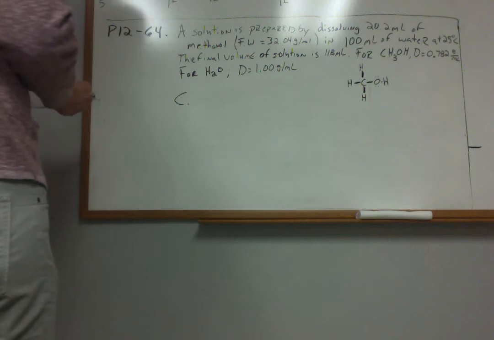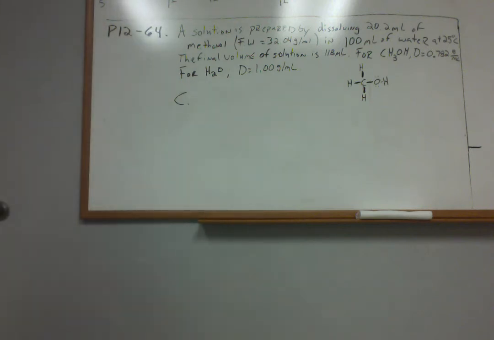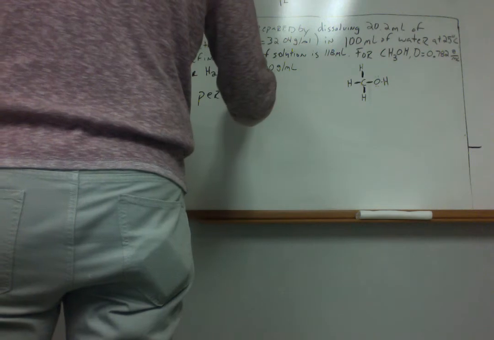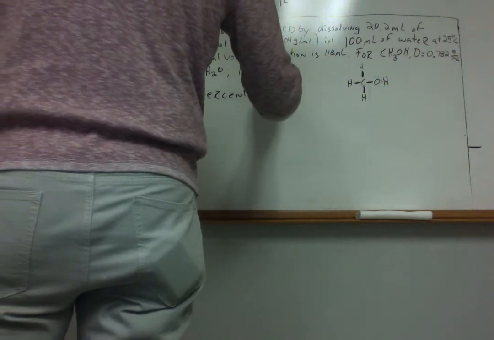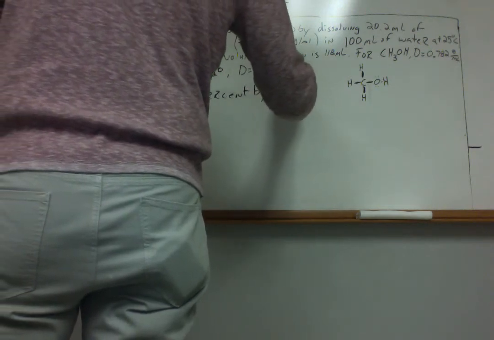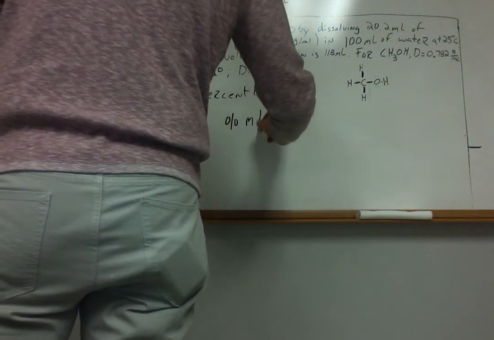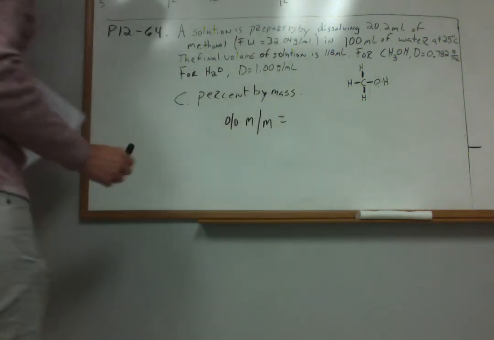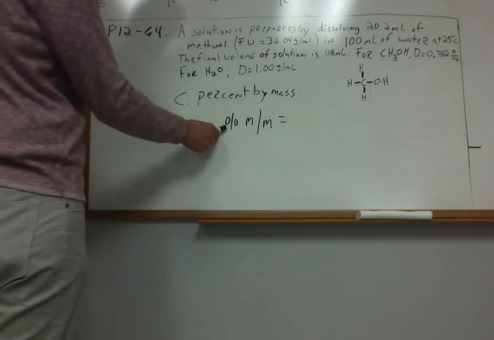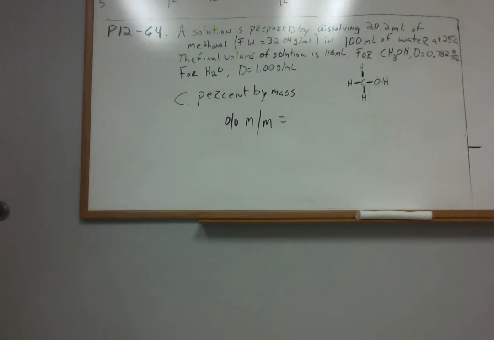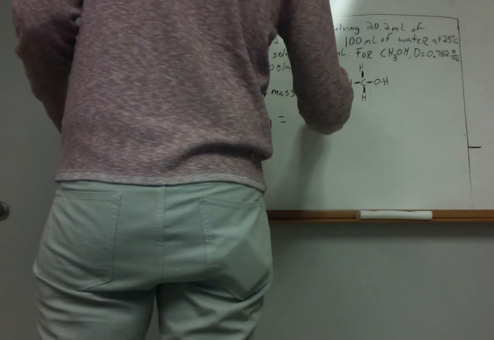Part C, we are tasked with computing the percent by mass. In my experience, that's usually abbreviated as percent M/M. It means percent by mass. It's kind of lingo that chemists might use. So again, we need to think about our definition. Percent by mass is pretty easy to understand.